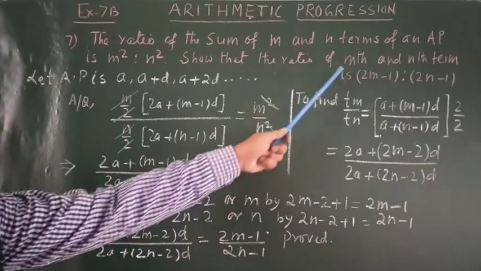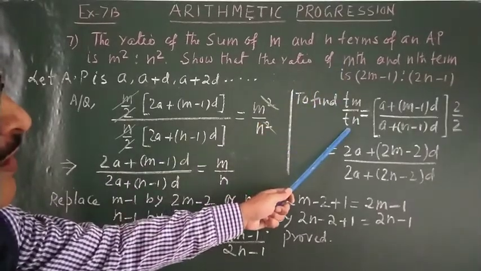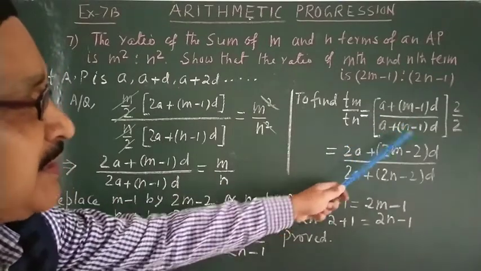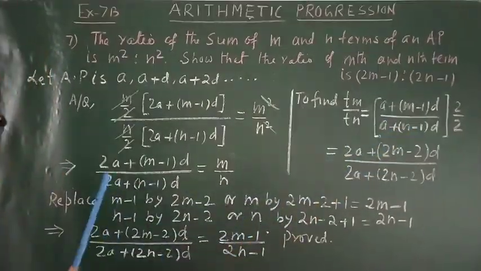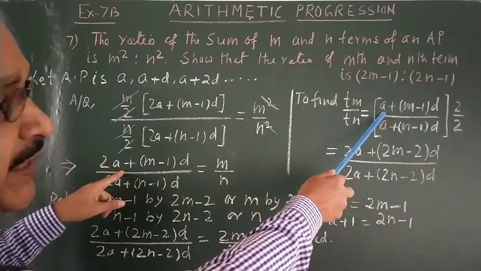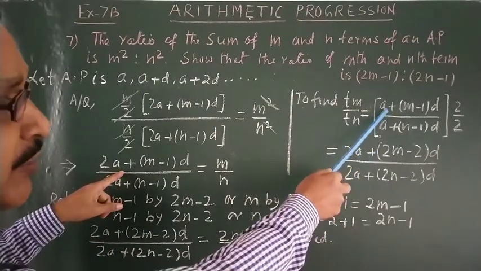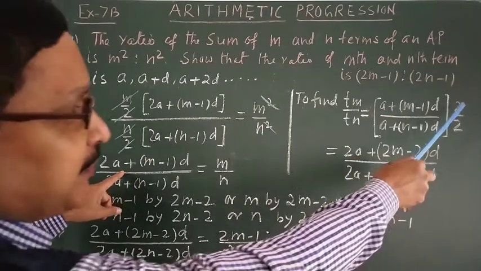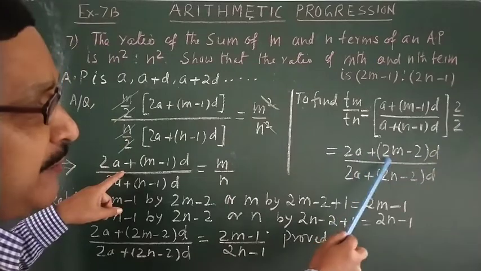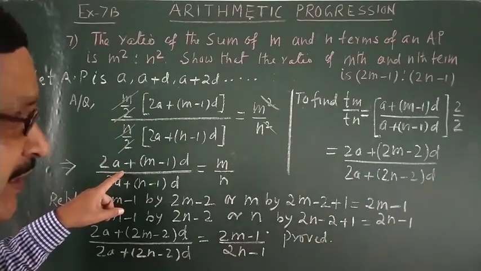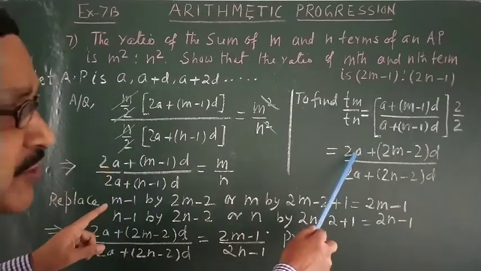Now we have to find out Tm by Tn. Tm is a plus (m minus 1)d and Tn is a plus (n minus 1)d. But we are given 2a here, and we need simply a. We have to find out a, but our information is in 2a. So multiply by 2 and divide by 2. This is 2a plus 2(m minus 1)d and 2a plus 2(n minus 1)d. Now 2a is matched with 2a.